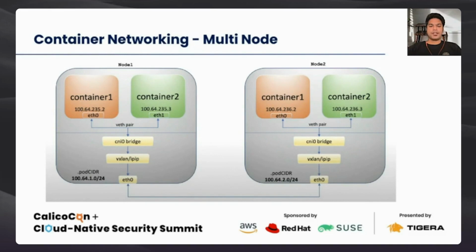If container 1 wants to talk to container 2, then the traffic will traverse from a pair CNI bridge. This will have an IP through the VXLAN, and through this eth0, the communication will take place. There will be an overlay network also, which will be used by Calico. That's basically how the multi-container communication will happen. And this is a brief explanation.